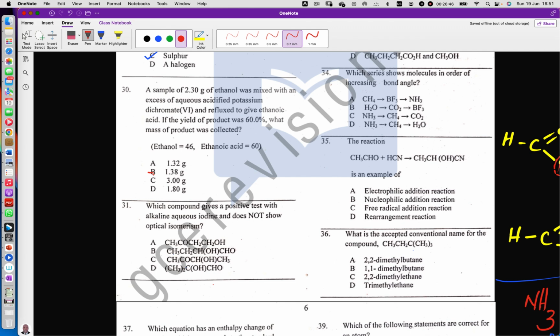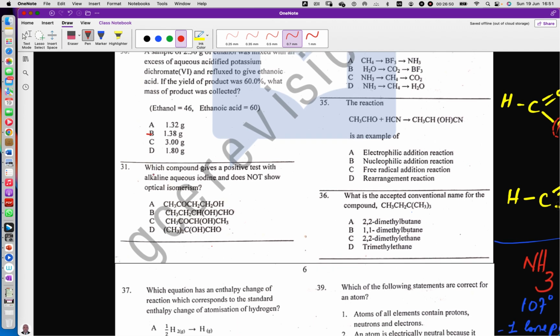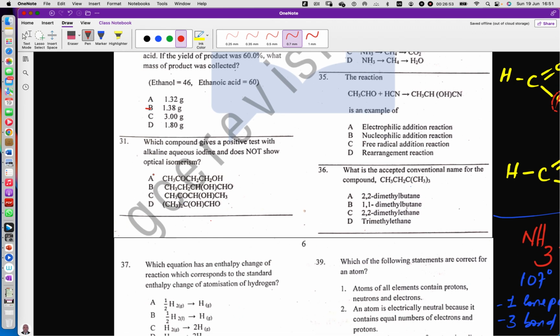Now, question number 31. Which product gives a positive test with alkaline aqueous iodine and does not show optical isomerism? First, for a compound to give a positive test with alkaline aqueous iodine, that compound must have a methyl group that is attached to the carbon atom that has the functional group.